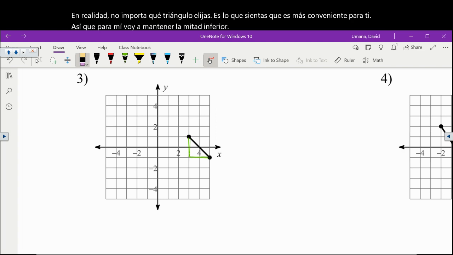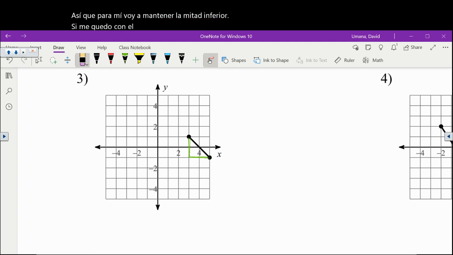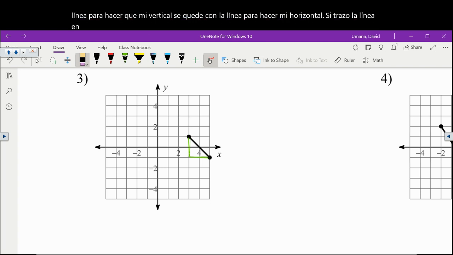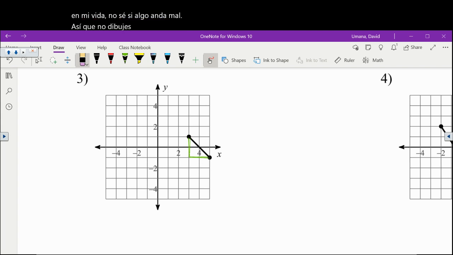If I keep the lower half, then all I really want to do is stay with the line to make my vertical, stay with the line to make my horizontal. If I draw the line and my line's diagonal, something's wrong. Okay? So don't draw a diagonal line. It has to be either horizontal or vertical.